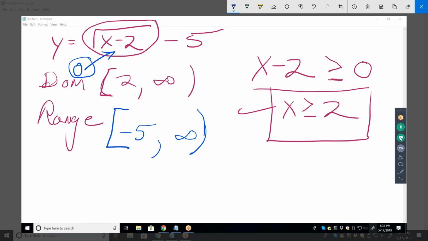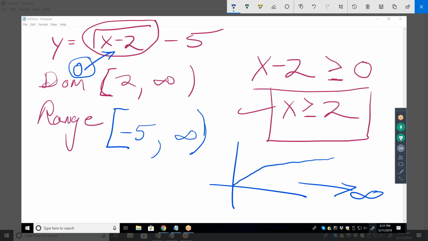Okay? In other words, the square root function looks like this. Starts there and it goes up. Always up, always up, always up. So if you go all the way to infinity on that axis, you're going to go all the way to infinity on that axis. It doesn't stop at some number.